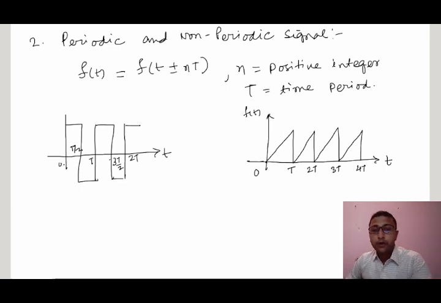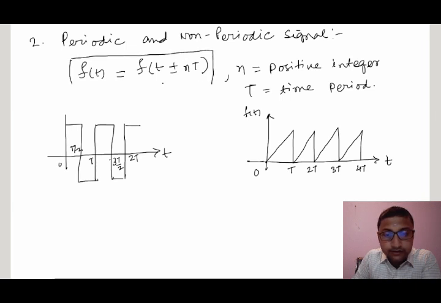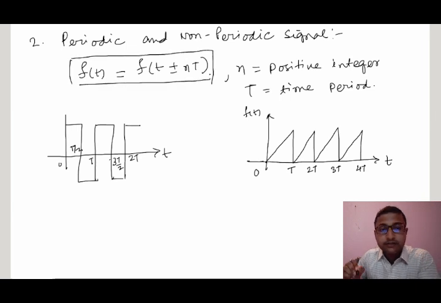Then what will be the non-periodic signal? A non-periodic signal means simply a signal that violates this condition. This is the main condition for a signal to be periodic. The signal which violates this condition, that means f(t) = f(t ± nT), is called the non-periodic signal.